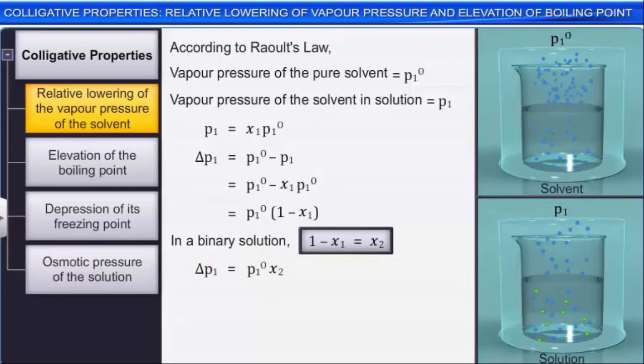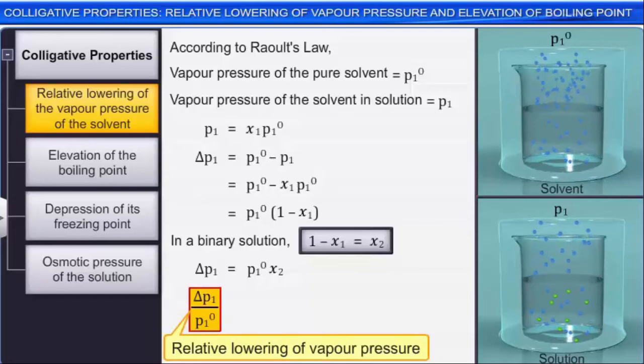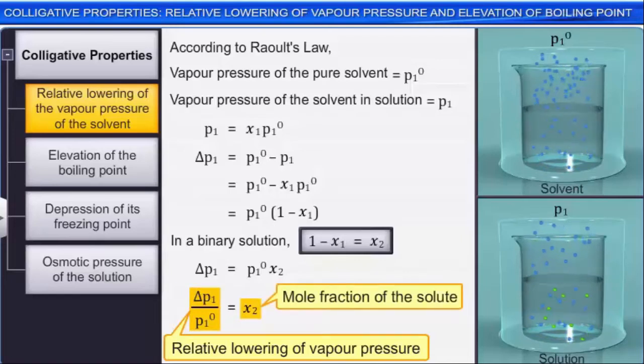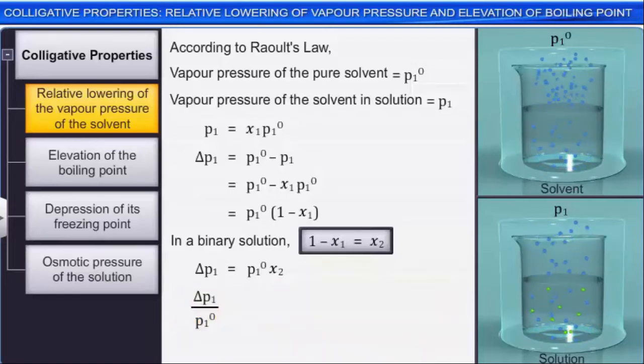The lowering of vapor pressure relative to the vapor pressure of pure solvent is called relative lowering of vapor pressure. Therefore, relative lowering in vapor pressure, delta P1 divided by P1 naught, is equal to X2, the mole fraction of the solute. In other words, P1 naught minus P1 divided by P1 naught is equal to X2. Thus, it can be seen that relative lowering in vapor pressure depends only on the concentration of solute particles and is independent of their identity.